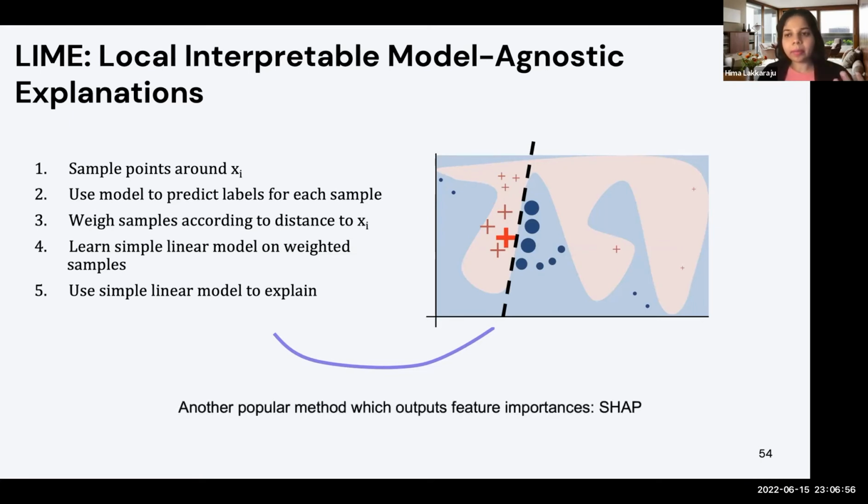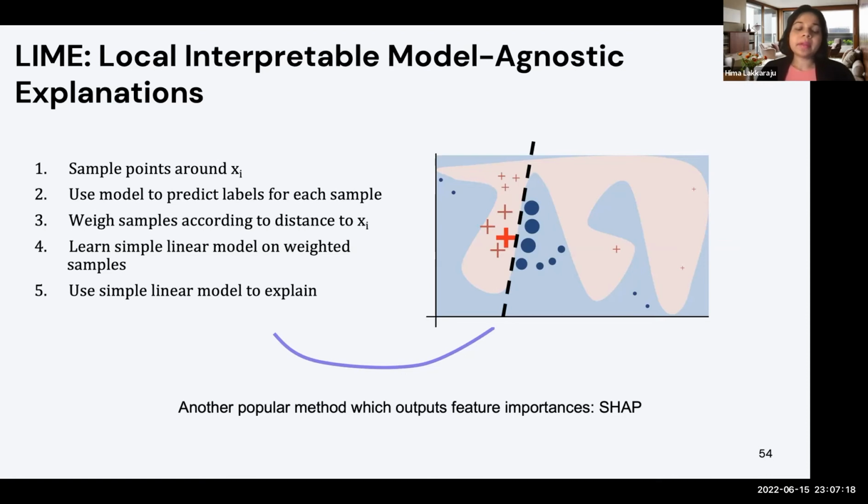Now, another popular method, which also outputs feature importances but uses more game theoretic style approaches, is called SHAP. But essentially, even with SHAP, we get as output feature importances that are local. So again, we get a local explanation from SHAP of the underlying complex model.